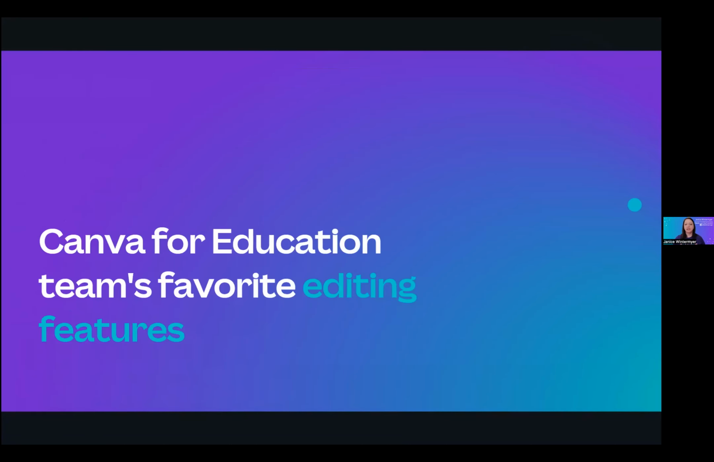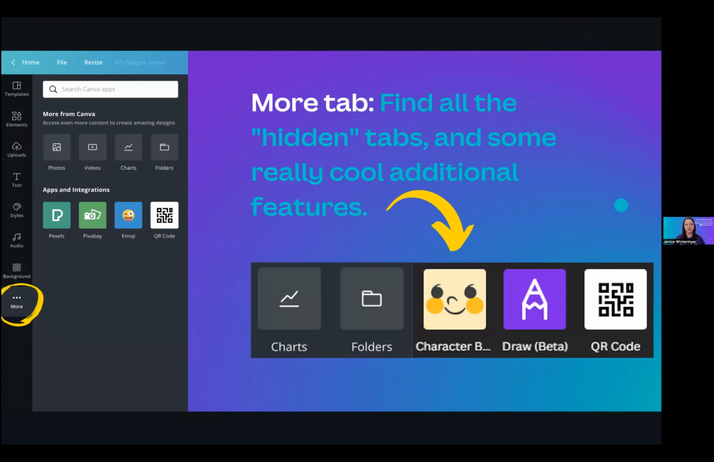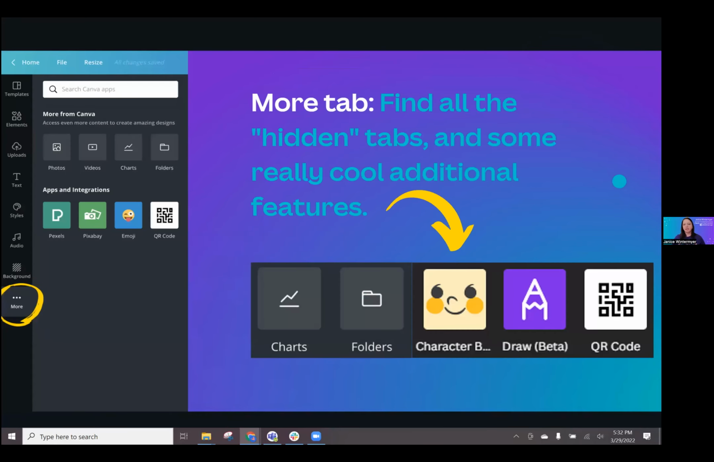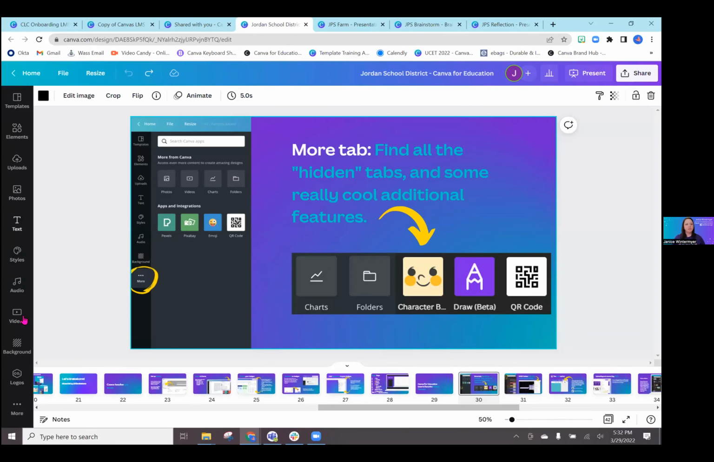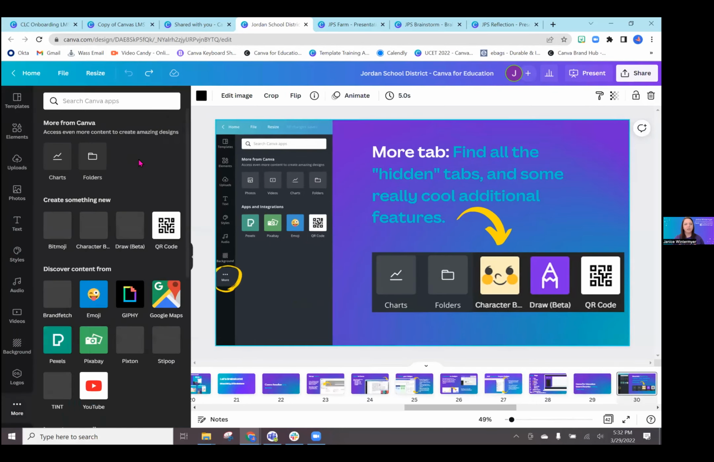All right, I'm really going to skim through these two, but editing features, some things I want to make people aware of. Even our 5s, this is where a lot of people kind of learn some new stuff too. One thing that gets missed a lot is our More tab. So your side tab might look a little different depending on what you use in Canva. So mine is usually really big. I cleaned mine up a little bit today. Down here at the very bottom, there's this More option. When I click on More, I have all of these things here. So I have charts and folders and character builder and draw and QR codes.